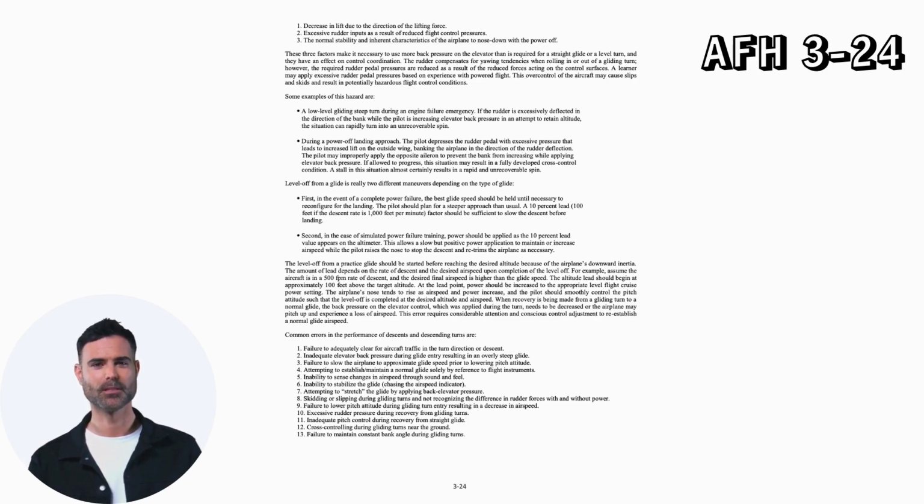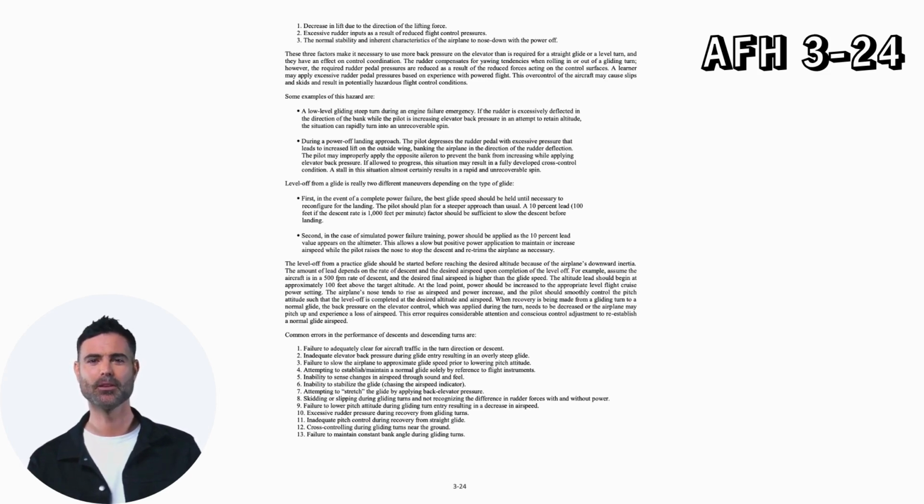Common errors in the performance of descents and descending turns are: 1. Failure to adequately clear for aircraft traffic in the turn direction or descent. 2. Inadequate elevator back pressure during glide entry, resulting in an overly steep glide. 3. Failure to slow the airplane to approximate glide speed prior to lowering pitch attitude. 4. Attempting to maintain a normal glide solely by reference to flight instruments. 5. Inability to sense changes in airspeed through sound and feel. 6. Inability to stabilize the glide, chasing the airspeed indicator. 7. Attempting to stretch the glide by applying back elevator pressure.